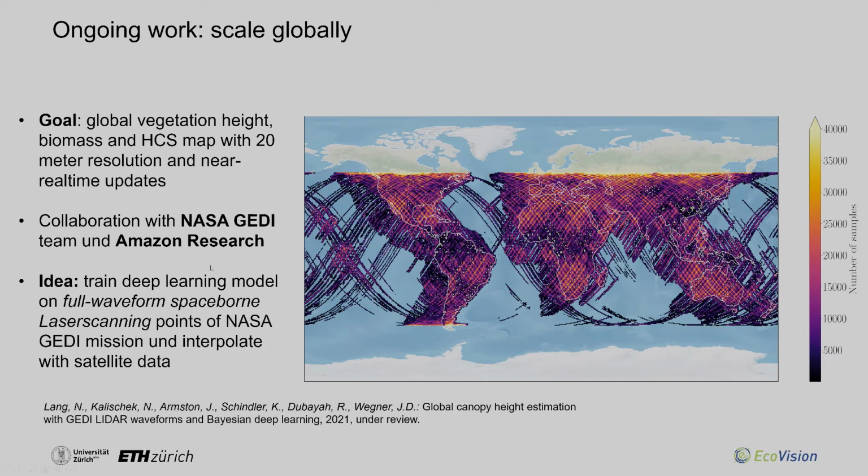We collaborate with the NASA GEDI team and some friends at the Amazon Research Lab in Tübingen, a spin-off from the Max Planck Institute there. And the idea is that we basically calibrate the GEDI footprints, the LiDAR footprints, and then we take those as reference data to train the approach that I showed you before, such that we get an almost global coverage for biomass, vegetation height, and further parameters.